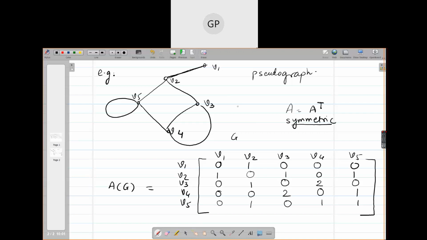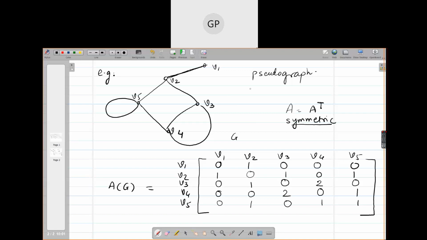Do you understand this? Yes, ma'am. Now, suppose there is no loop, and you add the numbers row wise. Suppose V1, at V1 there is no loop. You add all the entries in the first row: 0 plus 1 plus 0 plus 0 plus 0, 1. So that will give you the degree of that particular vertex. What is the degree of V1? 1.